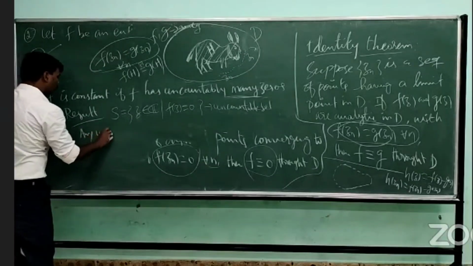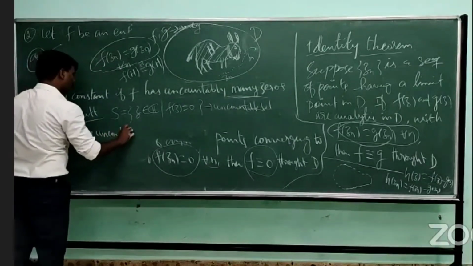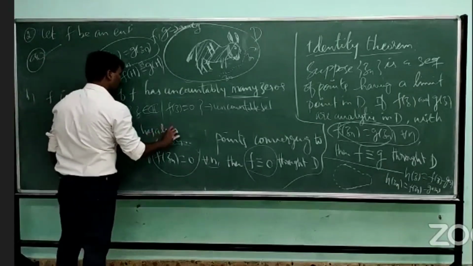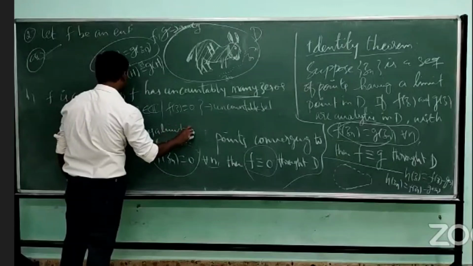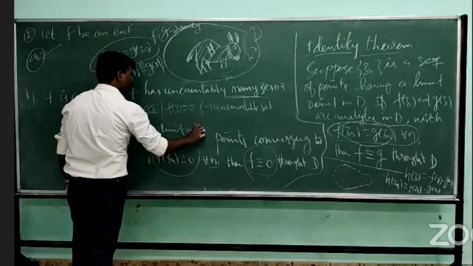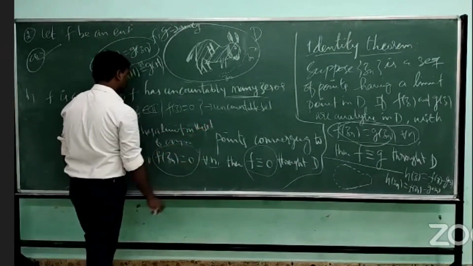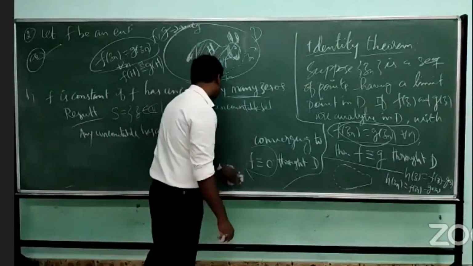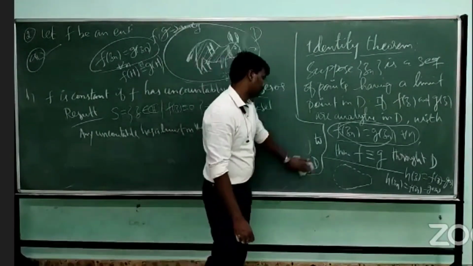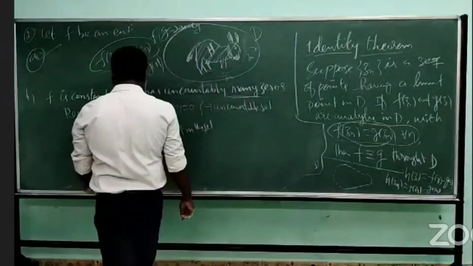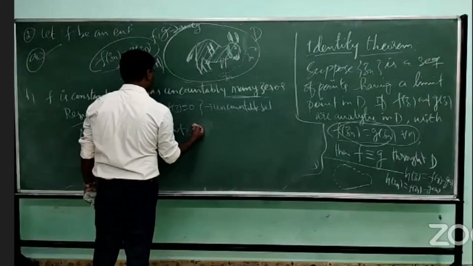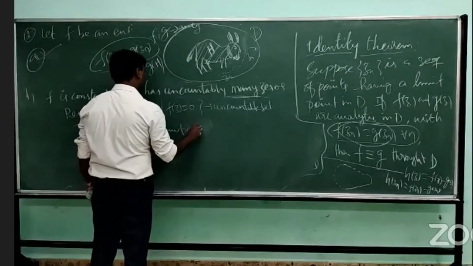Any uncountable set has a limit point in the set itself.